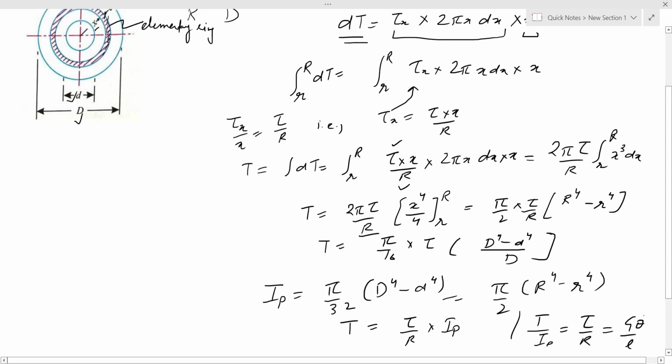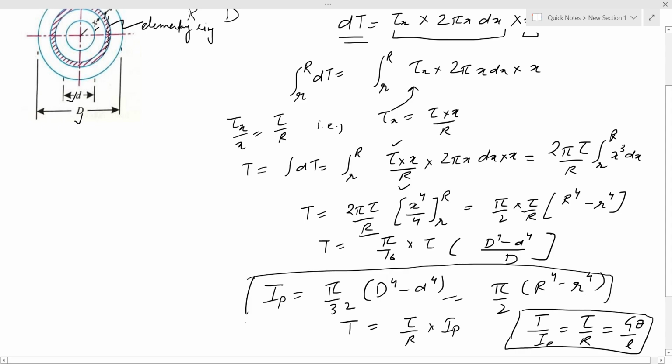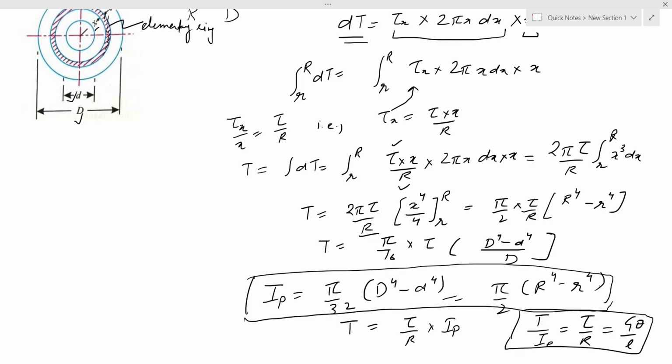This is the final torsion equation for the hollow shaft, and here IP is pi by 32 into capital D to the power 4 minus small d to the power 4, or pi by 2 into capital R to the power 4 minus small r to the power 4. This is the torsion equation for a hollow shaft.